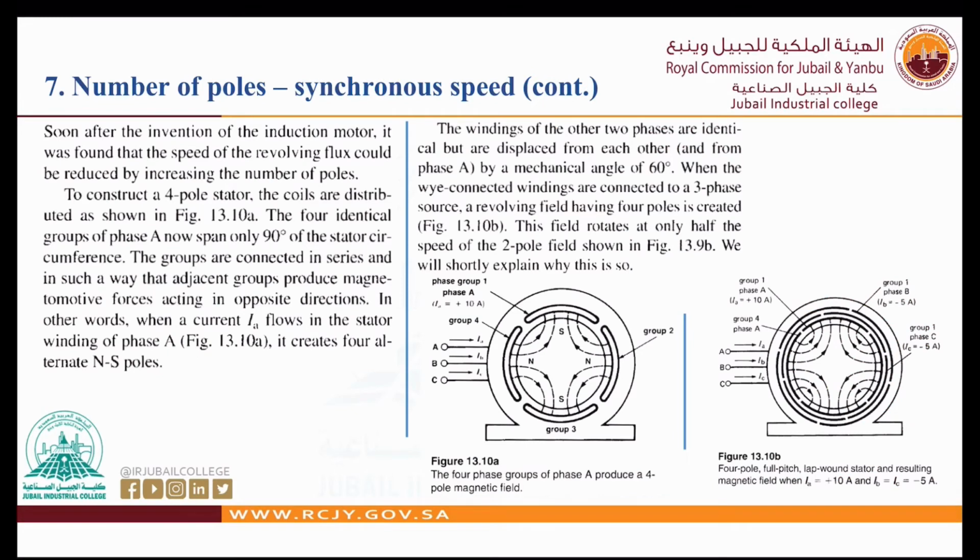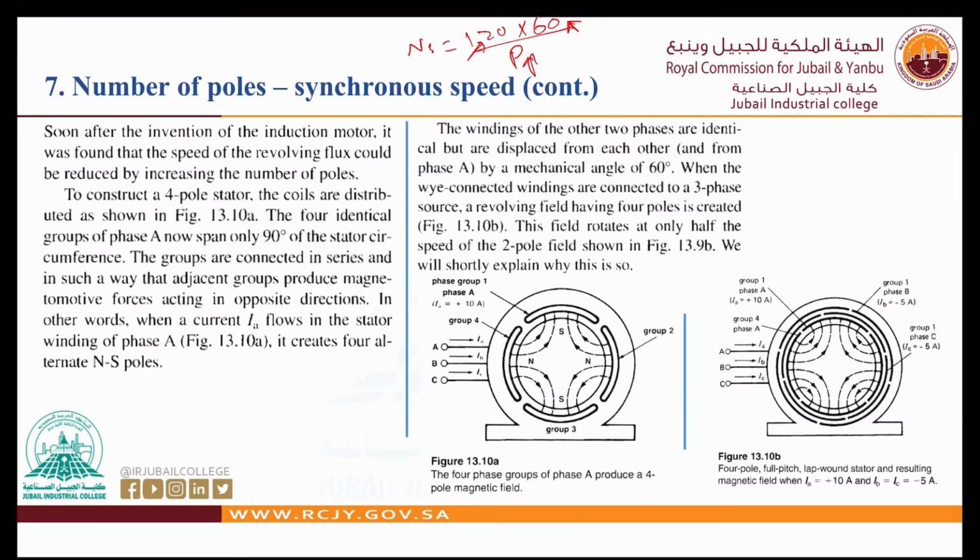Now, the number of poles will give me the synchronous speed, as we explained, right? The synchronous speed is 120 multiplied by 60 over the number of poles. The frequency here is always 60, and this is a constant number. So the variable here, in order to have a synchronous speed, is the number of poles.